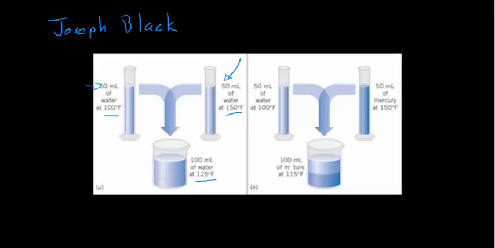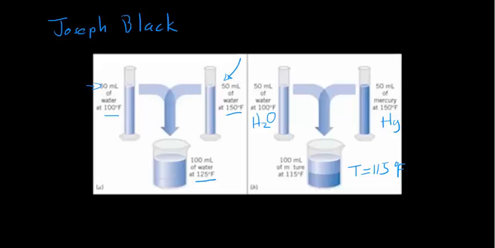Then he did a different experiment using 50 mils of water and 50 mils of mercury, both at the same temperatures, 100 and 150, so he repeated the experiment. Then he poured those two together and shook them up so that they would come to thermal equilibrium. He ended up with 100 mils of total volume in his beaker. The mercury, of course, heavier, settles to the bottom, and the water was on top. And it turns out both the water layer and the mercury layer ended up at a temperature of 115 degrees Fahrenheit. So what does that mean?